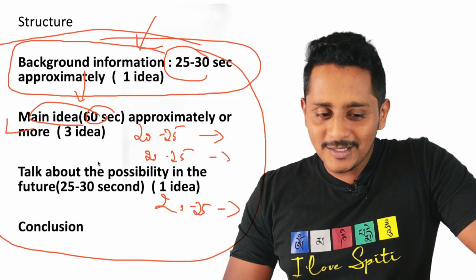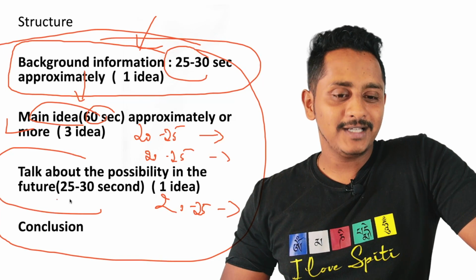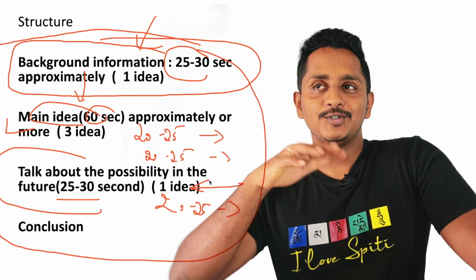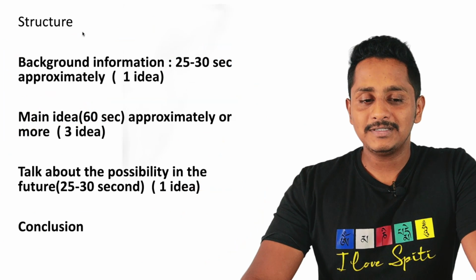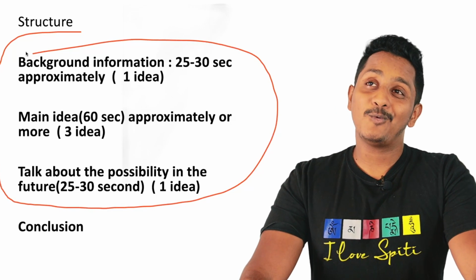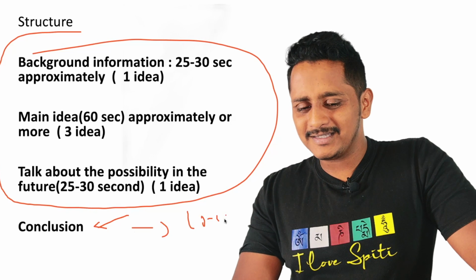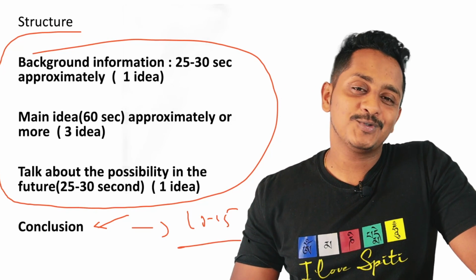And then talk about the possibility in the future. This also takes 20 to 25 or 30 seconds, same as the part 1 template: main idea, paraphrase, example, conclusion or additional information. So, even after saying these things, if the examiner is not talking at all and still wants to listen to you, then add a conclusion. This also takes some 10 to 15 seconds. By then, definitely the examiner will ask you to stop.